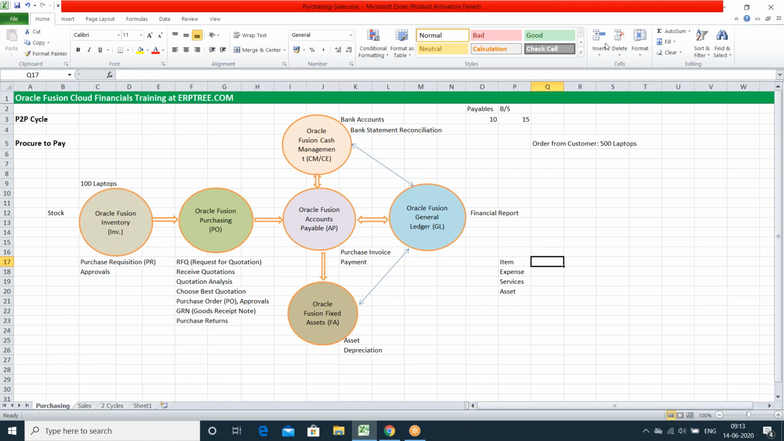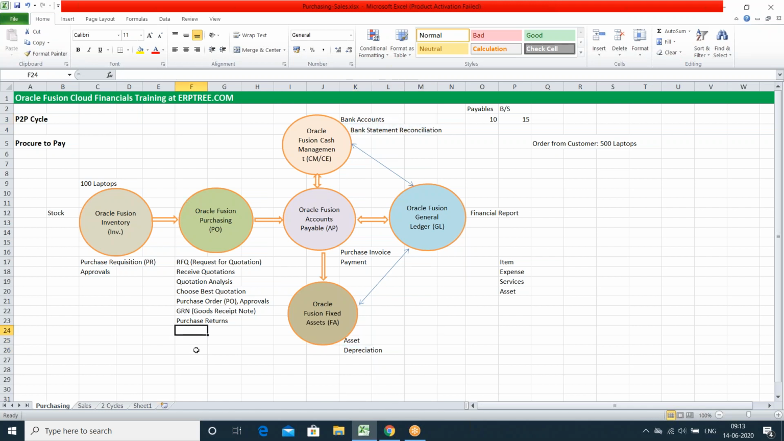Is this GRN a system document or a manual document? What is the difference between system document and manual document? In Oracle Apps, once you receive goods, is there a form where they have to say how many? Everything is a form. Whatever we are discussing here, all are forms only.